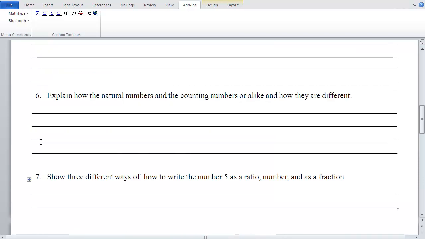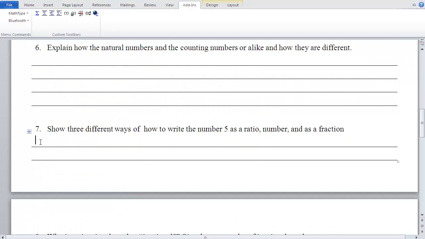Number 7 is very similar to the one we just did, number 4. So it says show 3 different ways of how to write the number 5 as a ratio, a number, and as a fraction. So we're going to write it as a ratio first. So 5:1 is a ratio for 5. You could also use 10:2. You could use 20:5. Those all will work because they're equivalent ratios. Let's change 5 to a number. Any number. I don't care what it is.